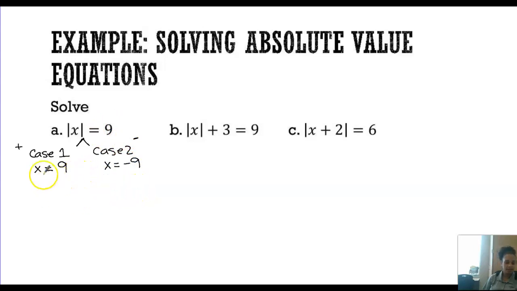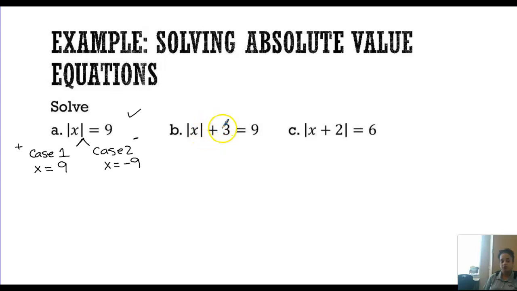Now, if you want to check, there's not really any other work to do because we have solved. x is equal to a variable. The variable is equal to a number. So I'm going to plug in 9. Does the absolute value of 9 equal 9? Yes. Does the absolute value of -9 equal 9? Yes. So we are finished with that one.